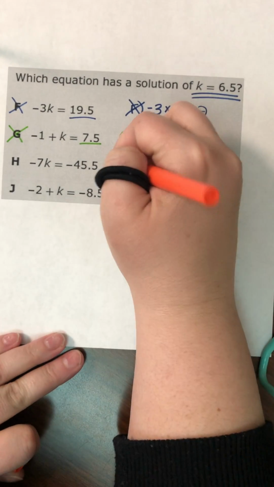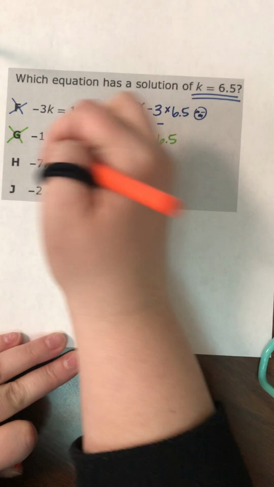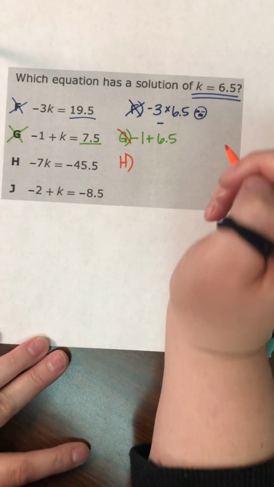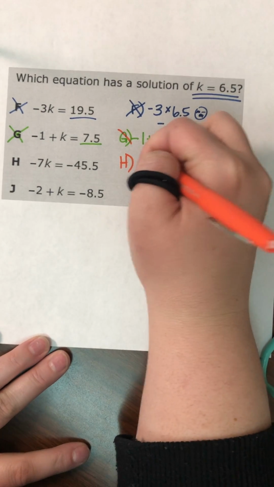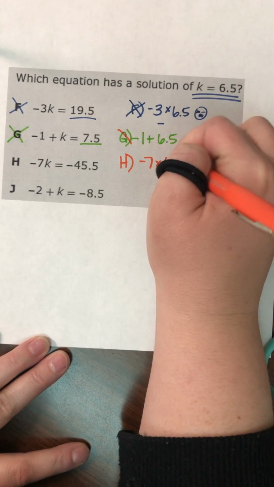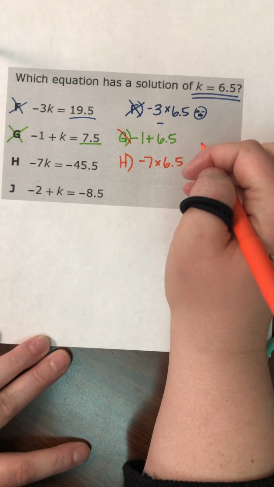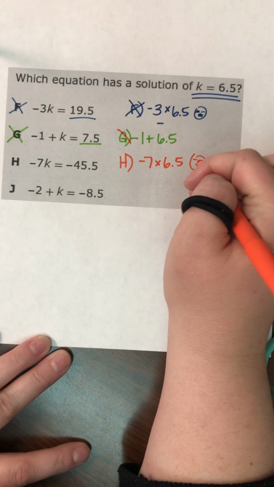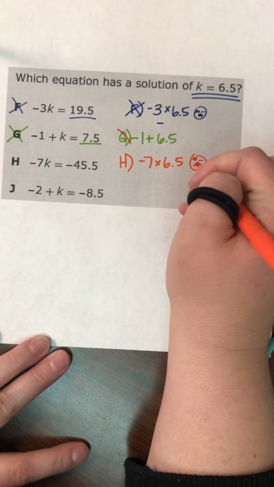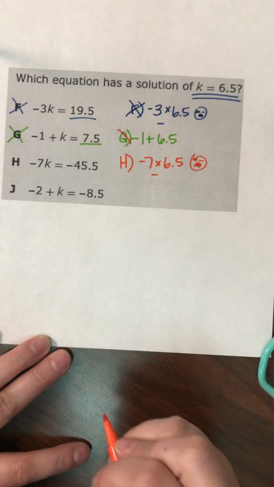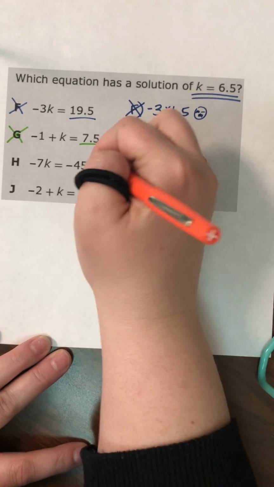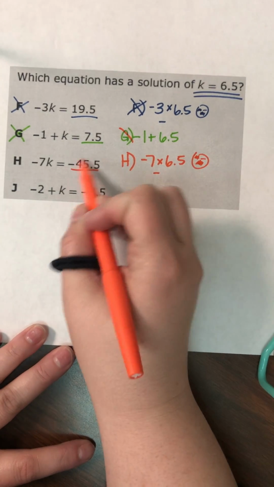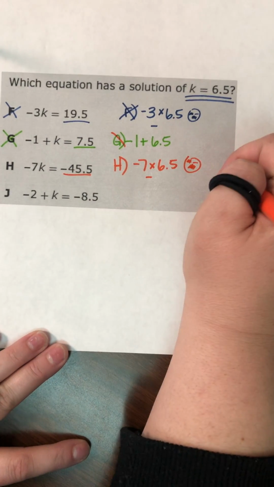Letter H, if I were to test letter H, I have negative 7 next to k. Negative 7 next to k is a multiplication problem. So I'm going to do negative 7 times 6.5. Again, I need integer man because I'm multiplying with a negative. And so I have a negative 7 and a positive 6.5, so my answer, whatever it is, is going to be negative. When I look at answer H, I'm hoping to get negative 45.5. Because this is negative and that's negative, this is a good answer to actually multiply out.